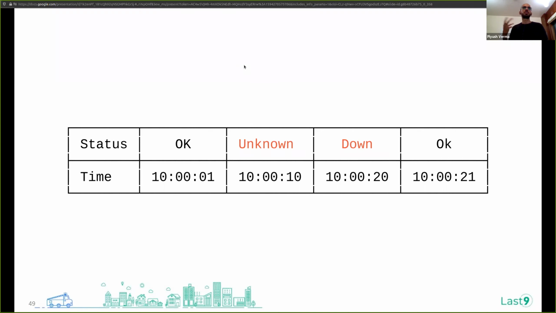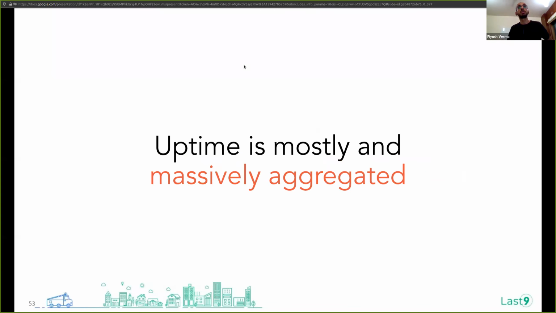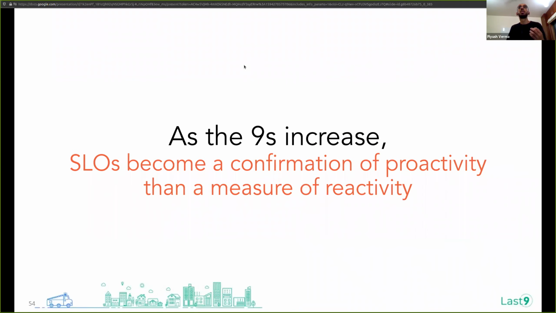What is the purpose of a dashboard? Is it to tell me that something is going wrong? Well, okay, and what do I do next? Quite evidently, by looking at a dashboard and then reacting to it, the battle is already lost. The error budget, the objective, everything has already been beaten. These SLOs and these dashboards actually remain just a confirmation of how proactive I have been.